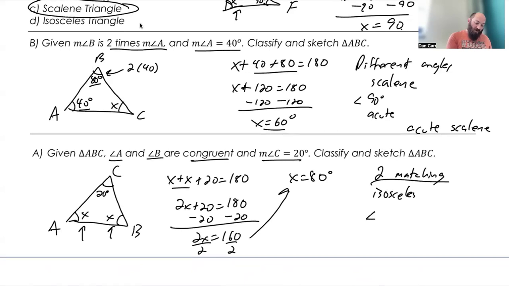And again, all the angles are less than 90 degrees, so it's acute. So I put these together and describe it completely. It's an acute isosceles.